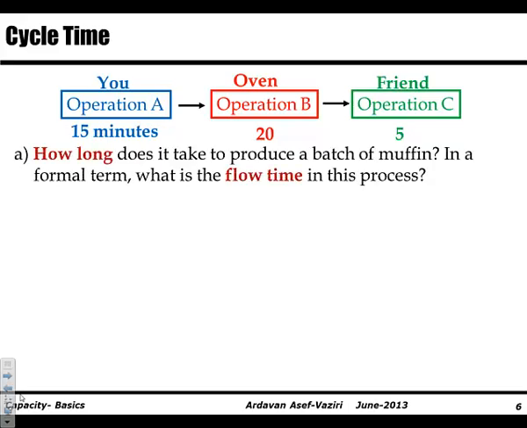So given this process, how long does it take to produce 1 batch of muffin? In formal terms, what is the flow time of this process? This process has three components, 15 minutes, 20 minutes, and 5 minutes. Therefore, the flow time is equal to the summation of these three, which is 40 minutes. It takes 40 minutes to produce 1 unit of product.